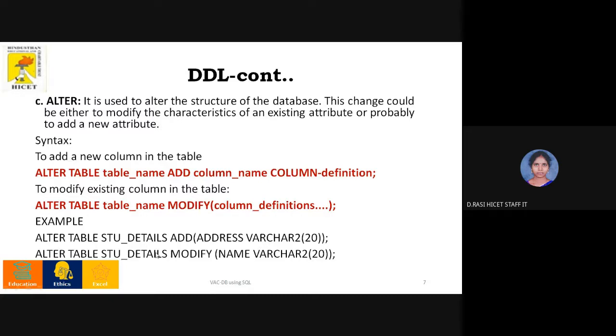And the second example indicates that, since we had created the table already, if you want to modify an existing attribute, for example name, I'm going to specify ALTER TABLE stu_details MODIFY name. It should not be reflected, so you have to take the same name, and you can change the data type, either VARCHAR 20 or 40, whatever it may be. So this is up to the ALTER command.